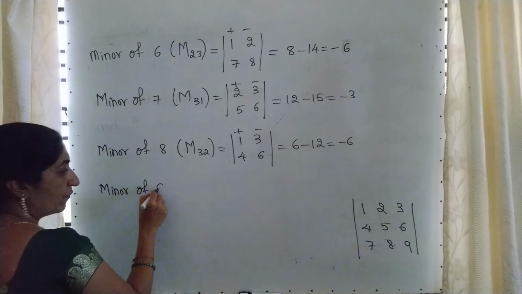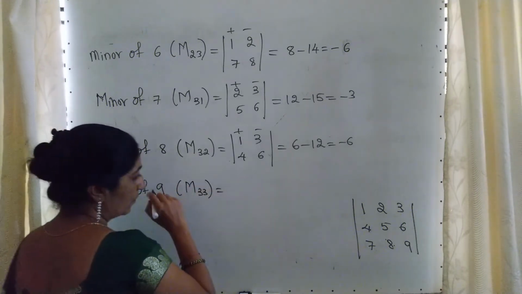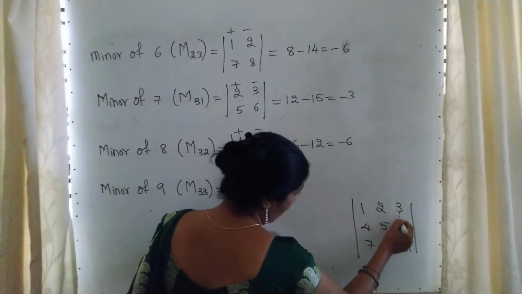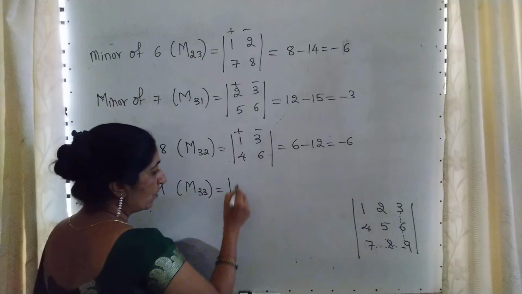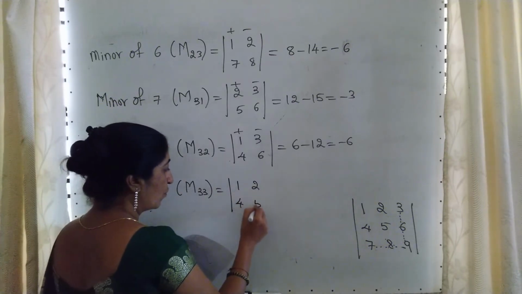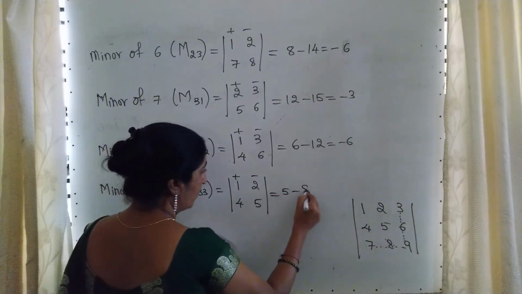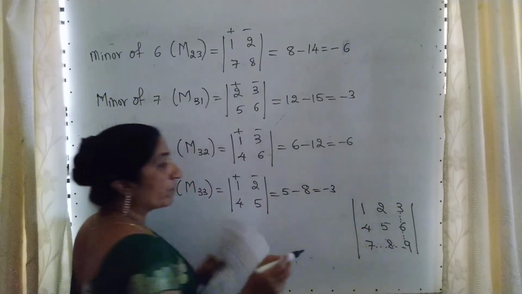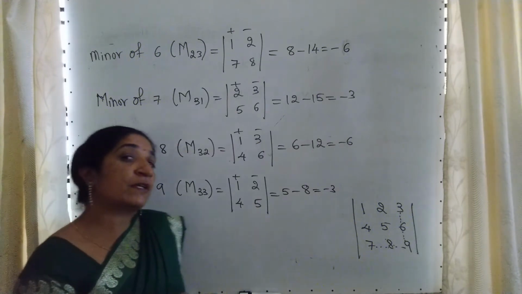The minor of 9. It lies in the third row, third column. So again I am marking it for your reference. It lies here; leave that. The remaining will be 1, 2, 4, 5. It is 5 minus 8, that is minus 3. See, is it interesting or what? It is interesting, and at the same time it is very easy.